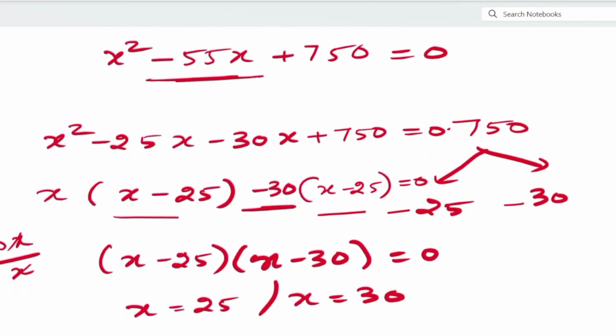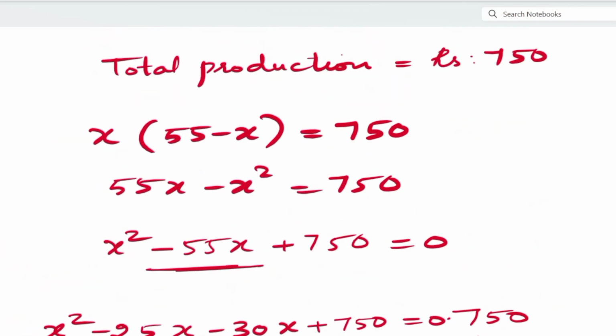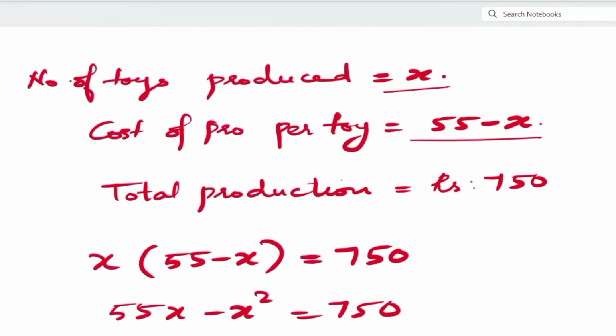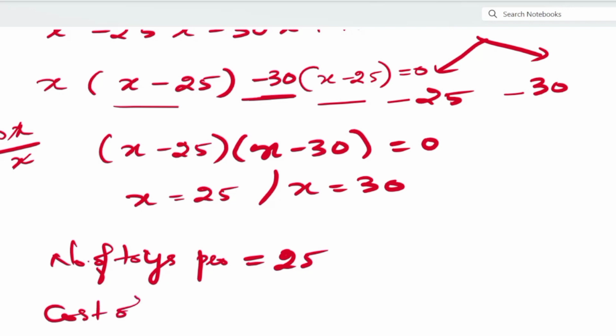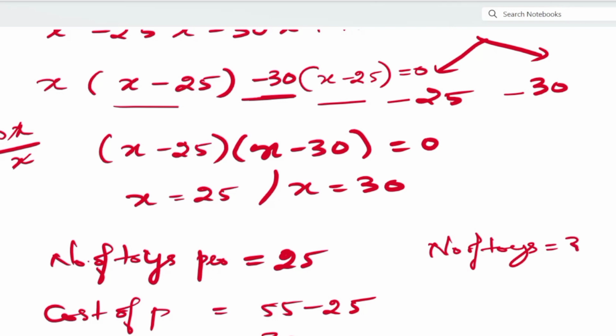So from this what can you understand? If x is 25, that is if the number of toys produced is 25, the cost of production of each toy will be 55 minus 25, which is 30. Okay, so if the number of toys produced is 30, that is they are producing 30 toys, the cost of production of each toy will be 55 minus 30, which is equal to 25.